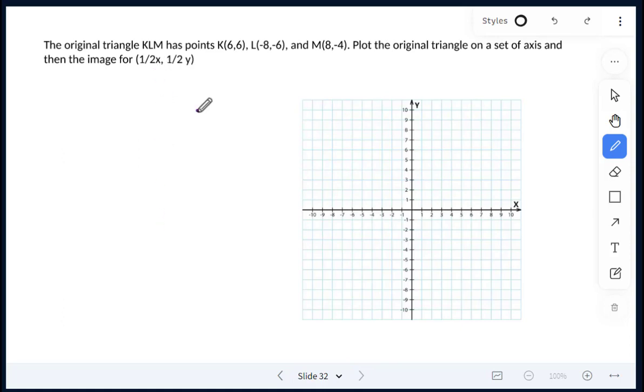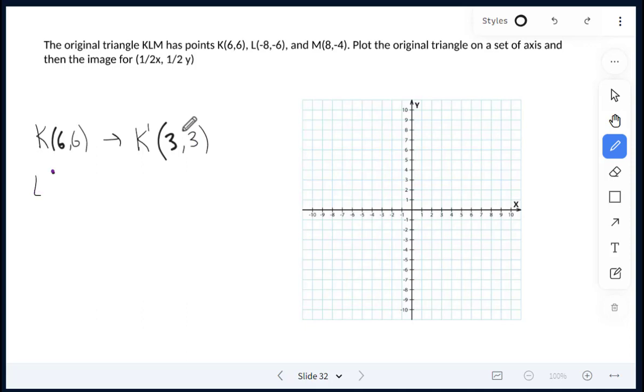This one here, our original triangle is KLM. It has points K, L, M given here. And then our points are going to half in size. It says half x and half y. So if we look at what the new points will become, our original point for K was 6, 6. And we're going to half that, half x and half y. Our point for K prime will become 3, 3.